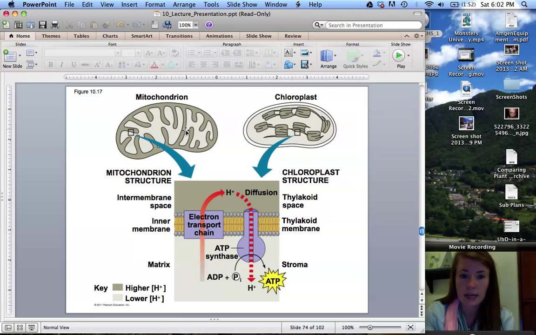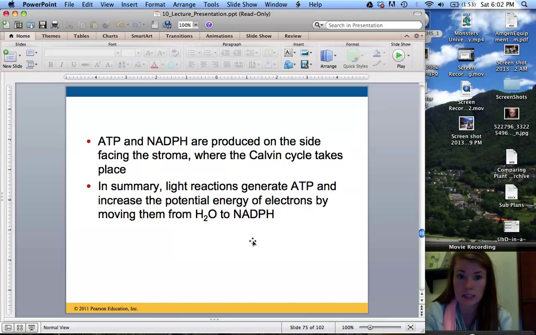So here we have it in both mitochondria and chloroplasts. See, it happens here on the thylakoid membrane in chloroplasts, here on the cristae in mitochondria. So we pump H+ via an electron transport chain into a small space, whether it be the intermembrane space in the mitochondria or the thylakoid space in a chloroplast. Then they rush back through ATP synthase to make ATP, and they're either rushing back into the matrix if it's happening during cellular respiration, or into the stroma if it's happening during photosynthesis. So basically what you need to know about the light-dependent reactions is that they make ATP and NADPH in order to power the Calvin cycle, which is the second step of photosynthesis.